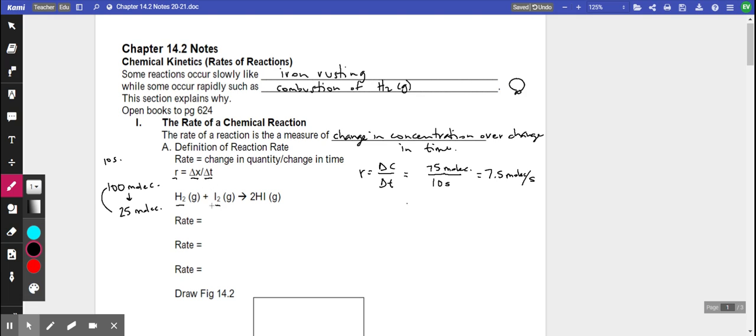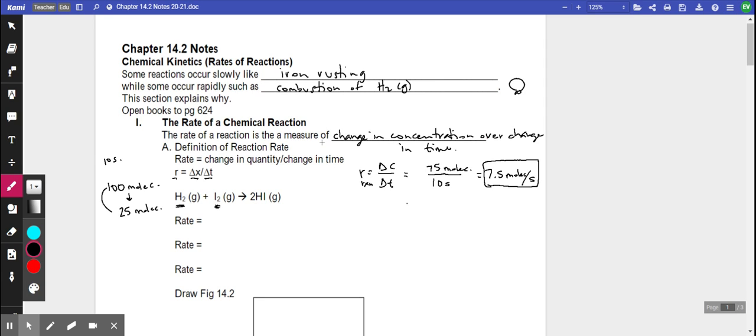What would be the rate if we were looking at the iodine? Well, for every one molecule of hydrogen, one molecule of iodine also had to be used up. So it's a 1-to-1 mole ratio, and molecules is the same thing. So it's a 1-to-1 ratio of the molecules, which makes it a 1-to-1 ratio of the moles of these substances. So the rate of iodine would be exactly the same number. This is the rate of the reaction. We calculated it with respect to hydrogen, but it would be the exact same number for iodine.